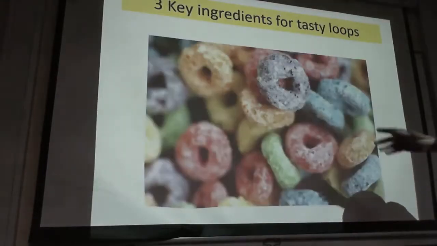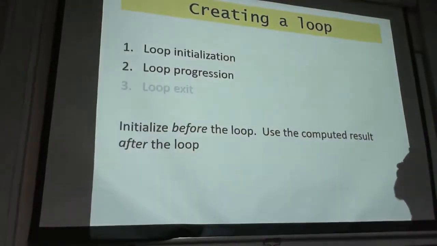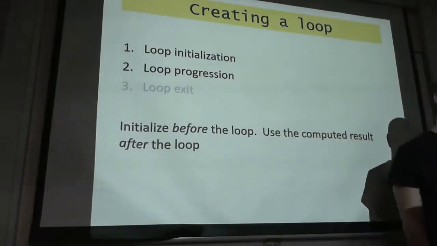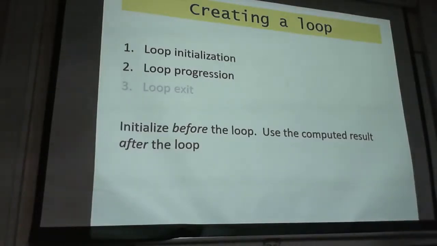Okay, so I've already mentioned this. We need three things to make our loop work. We need an initialization statement, we need a progression statement, and we need some way of exiting our loop. We need to initialize before the loop starts. In a while loop, we need to initialize before the loop starts. If you have done programming previously, and you've done something like a for loop, it's slightly different because it's all done in one line, and we'll get to that in a couple of weeks.